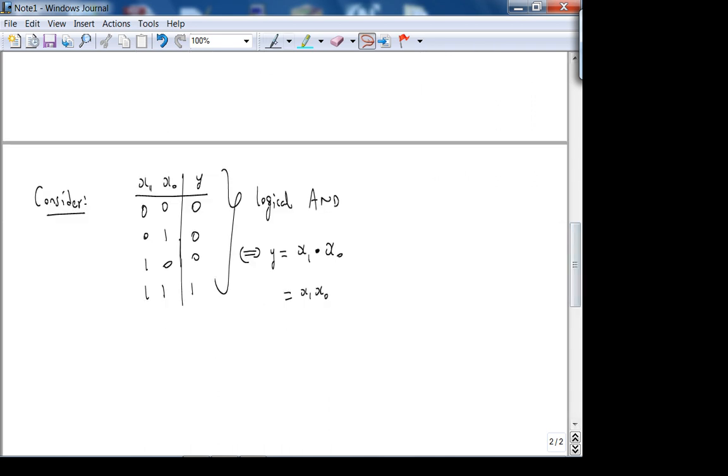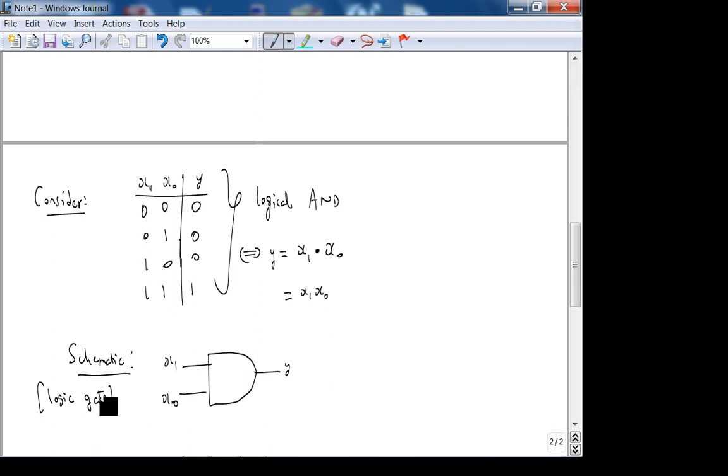So the schematic symbol for this is like this, with inputs x0 and x1 and output y. Just like the NOT gate, you can have multiple-input AND gates. By the way, this is also called a logic gate. Practically speaking, I've seen 3-input AND gates as chips. 4-input is pretty rare. I don't think they made more than 4-input AND gates. The most common is 2-input.